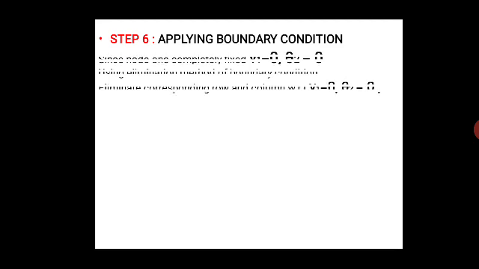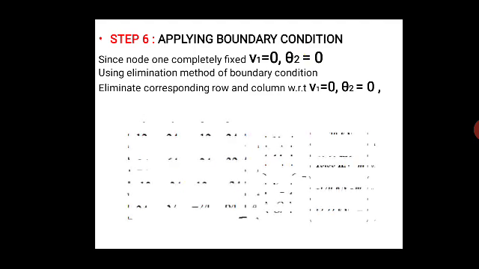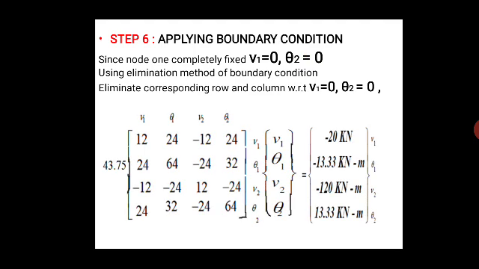Step 6, we need to apply the boundary condition. Since node 1 is completely fixed, we will consider the linear displacement V1 is equal to 0, and the rotation at node 1 is also 0, that is theta 1 is 0. Using the elimination method of boundary condition, take this as theta 1, and using the corresponding V1, theta 1 we need to eliminate the corresponding rows and columns of V1, theta 1 and keep V2, theta 2.